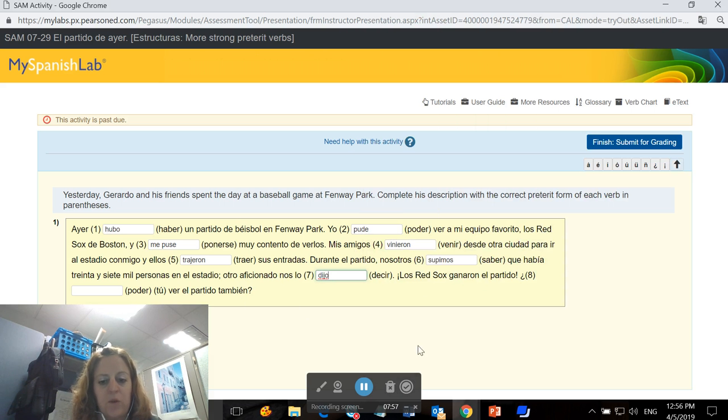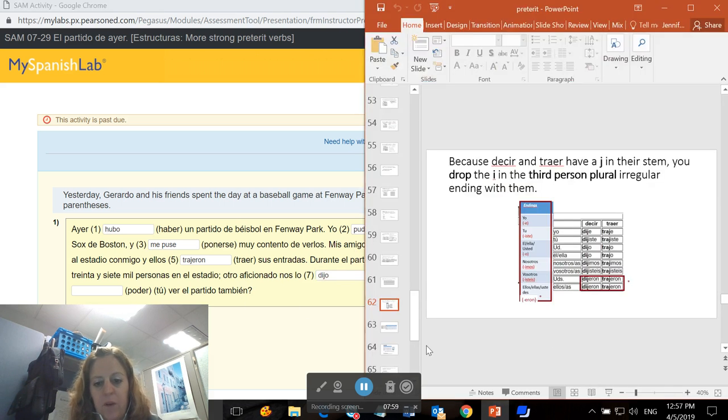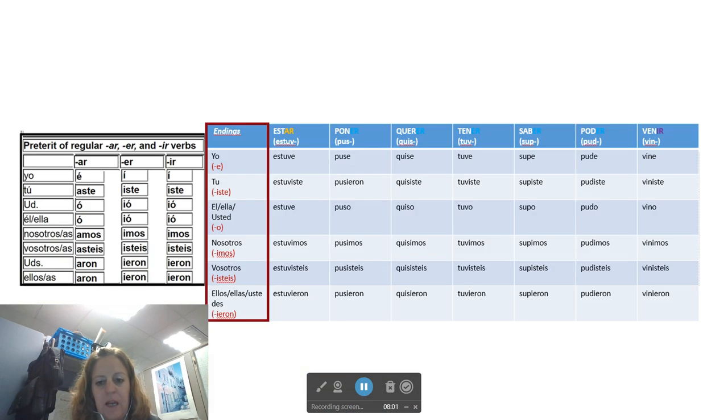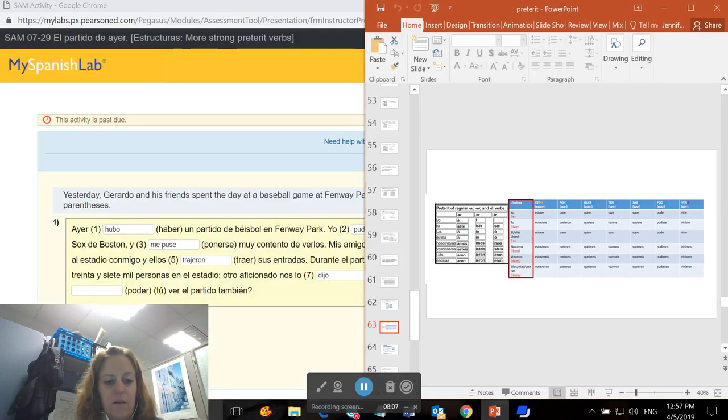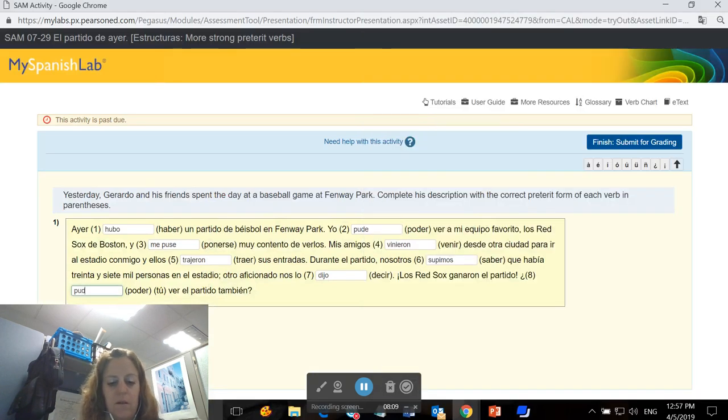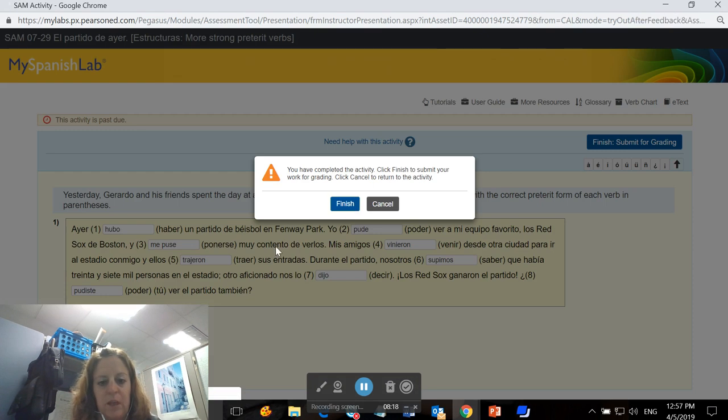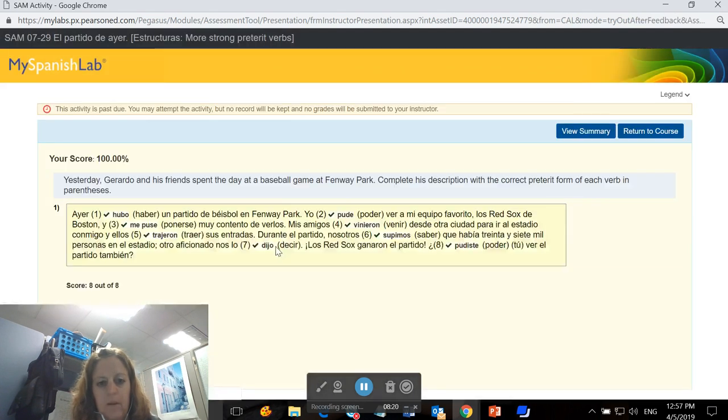We've got poder. We're doing it for two. If you go back to this slide, we have poder. Poder is P-U-D. I add those endings, which would give me pudiste. And that's how you would do 729. Let's just double check, make sure I didn't spell anything wrong. Okay, so that's how you would do 729.